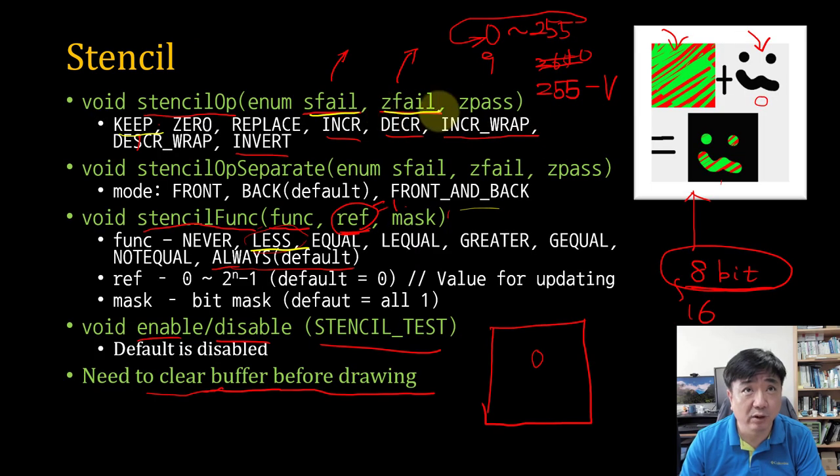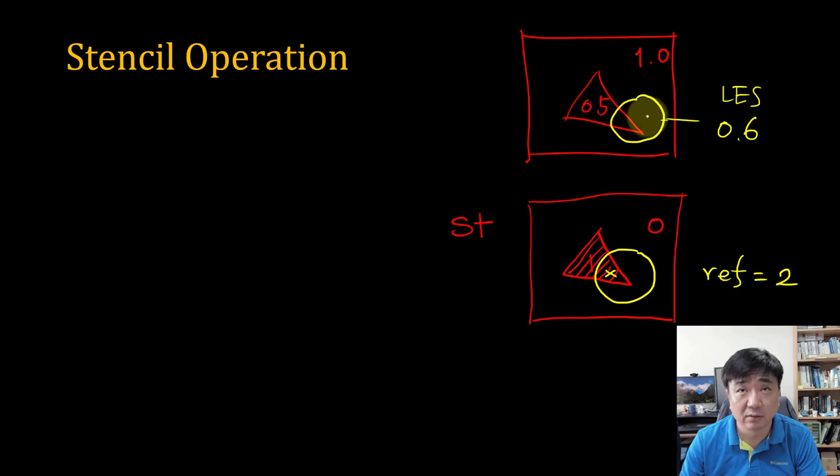And then Z fail will work. Normally Z fail is set to keep, so it will not change the stencil buffer. Because of that, the drawing does not occur here, and the stencil buffer is not changed. In case of this point, the stencil test is working.